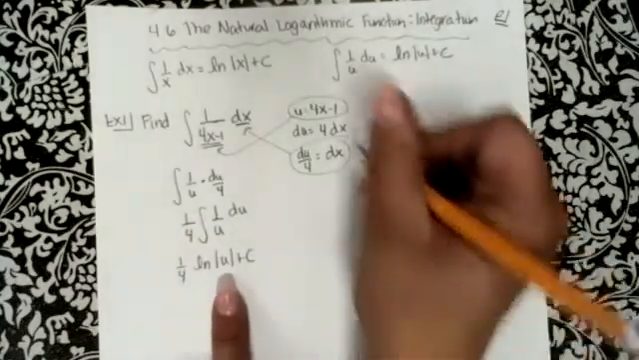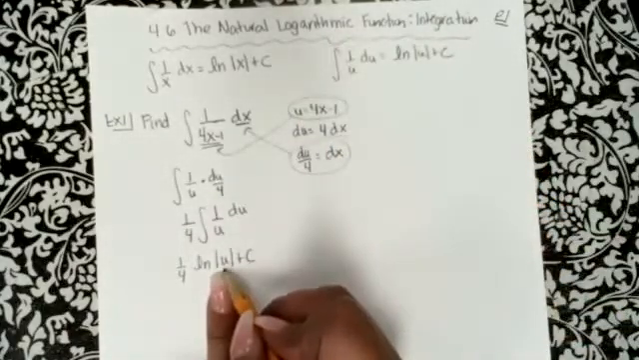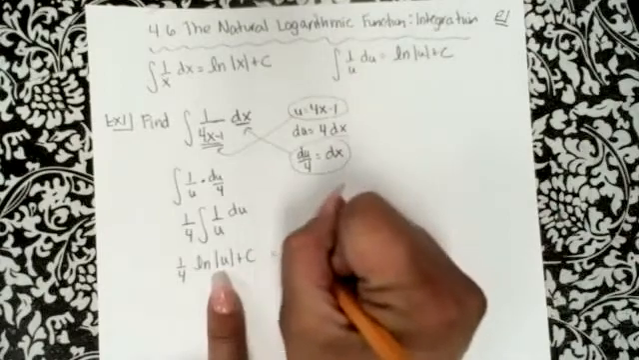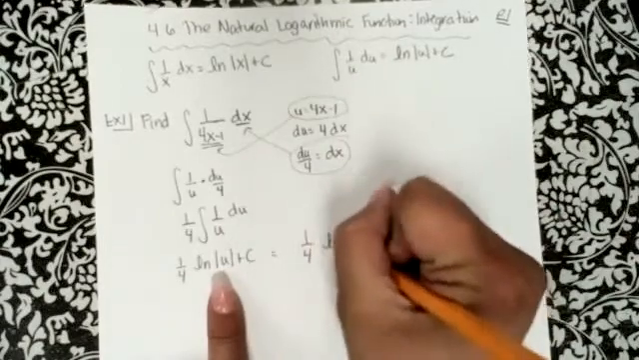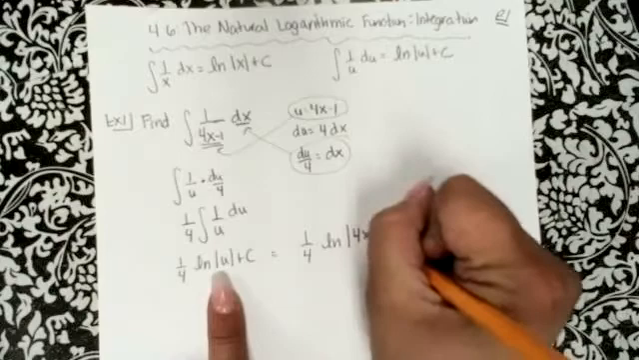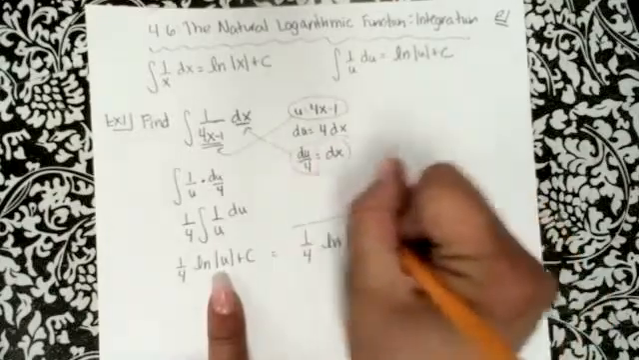Last step, plug the u back in. So I'm going to put 4x minus 1 right there. So the final answer is 1 over 4 natural log absolute value of 4x minus 1 plus c.